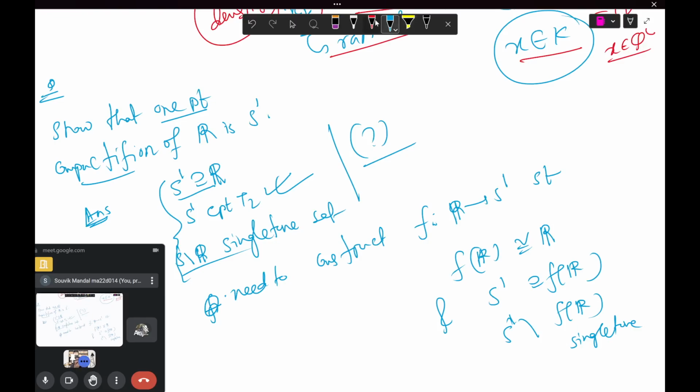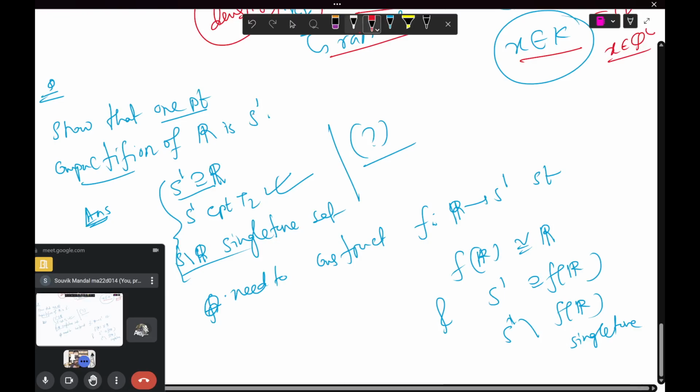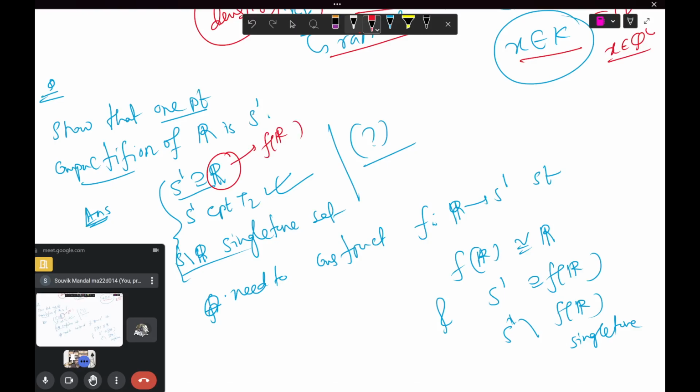So basically in this line, instead of R, we need to do it for f(R). This is the first trick. Now try to construct a function which satisfies these following properties. Think about it.